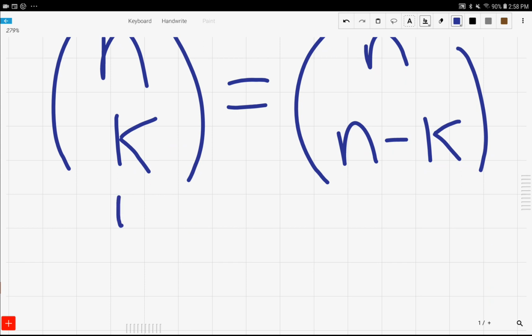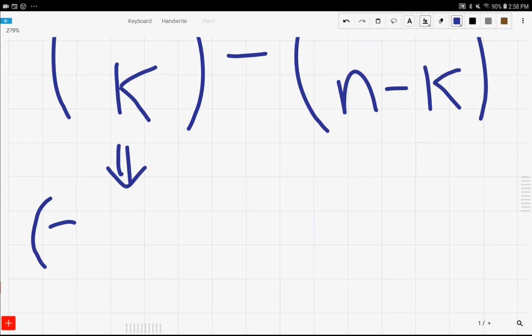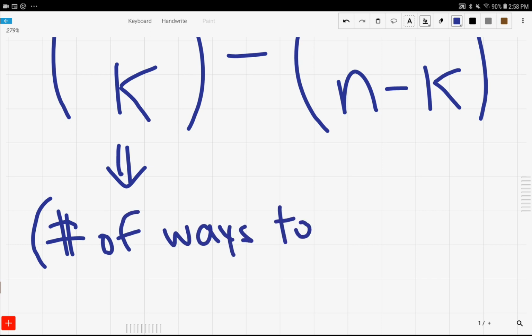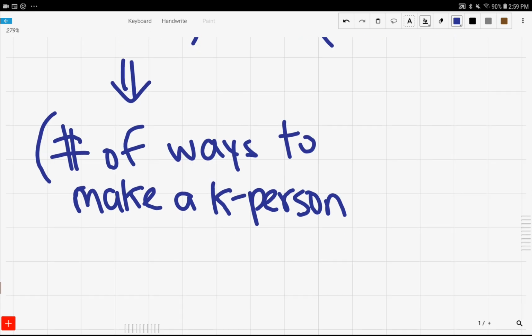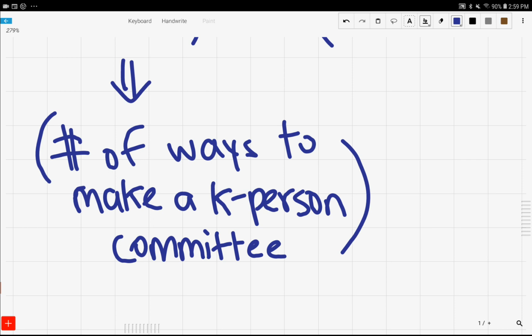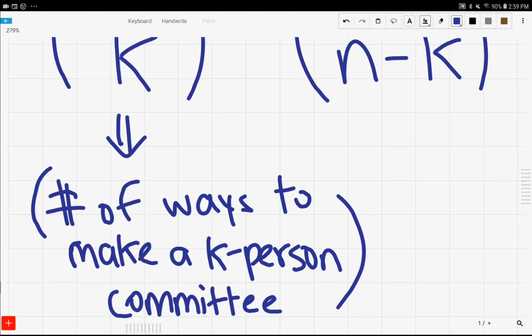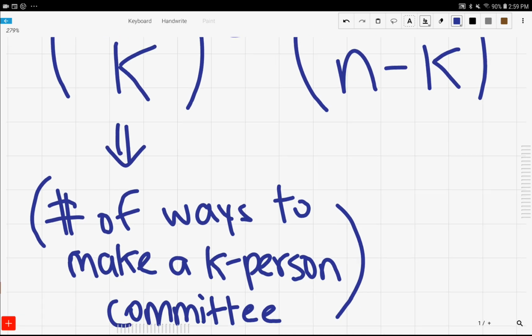So, n choose k denotes the number of ways to make a k-person committee. So, we already know that the choose function gives the number of ways to make a k-person committee. And this should be pretty obvious. If you don't know this, then you might not want to watch this video further because you're going to need to know some of this basic stuff.